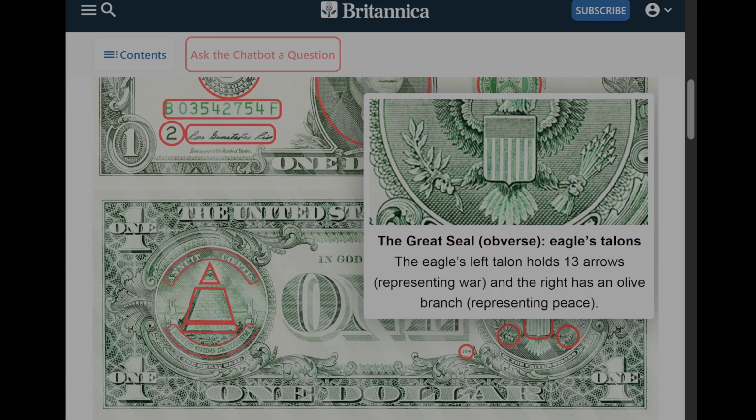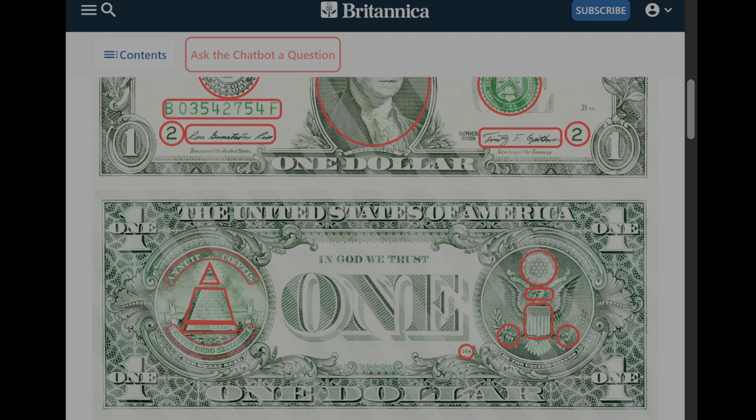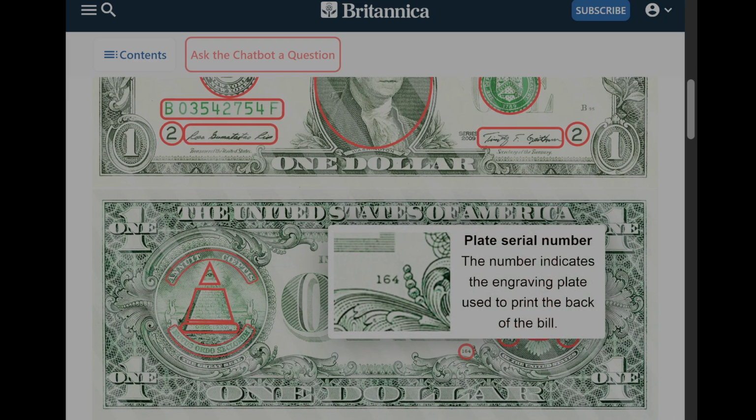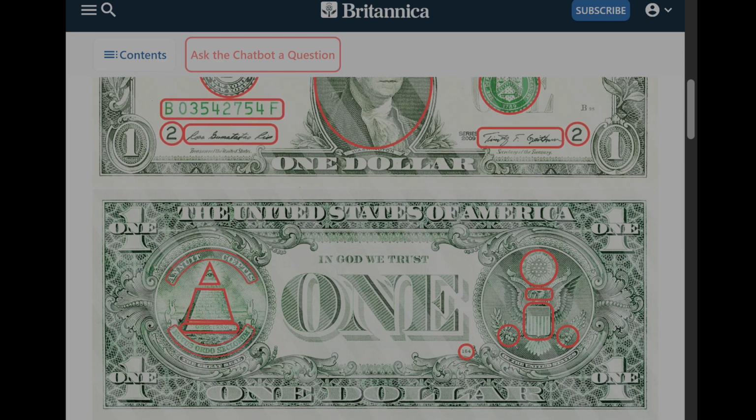The Great Seal eagle's talons. Eagle's left talon holds 13 arrows. Yeah, it's basically saying the same thing. And then you have this 164 down below the E. Plate serial number. The number indicates the engraving plate used to print the back of the bill. So that means the front of the bill has something too, I'm assuming. Okay, and that's all that's on there.